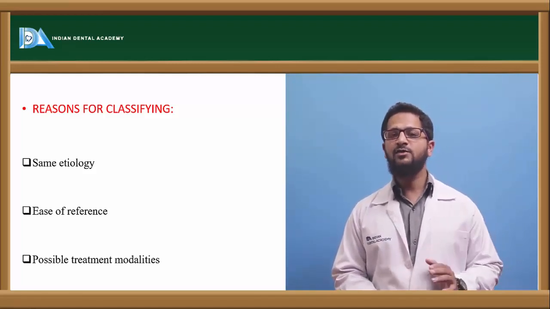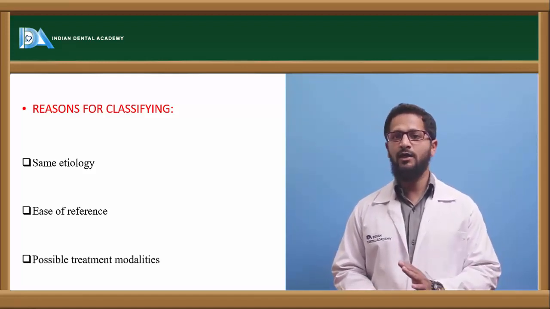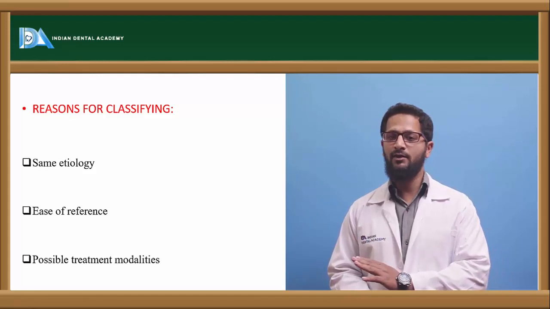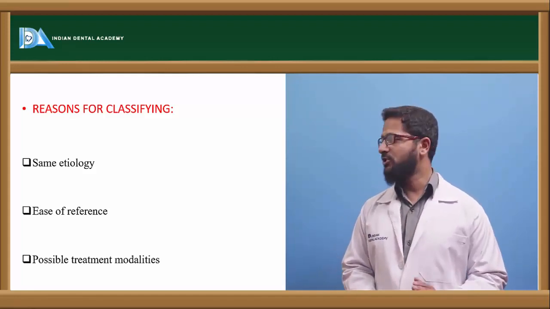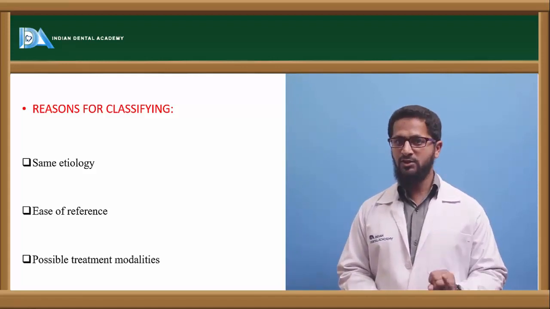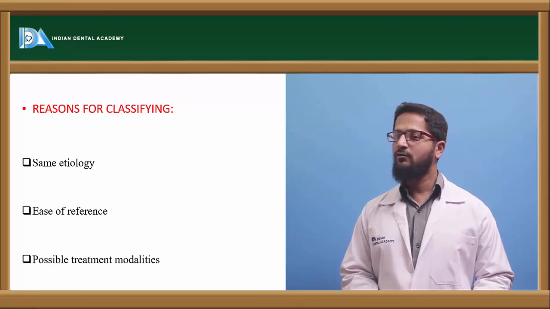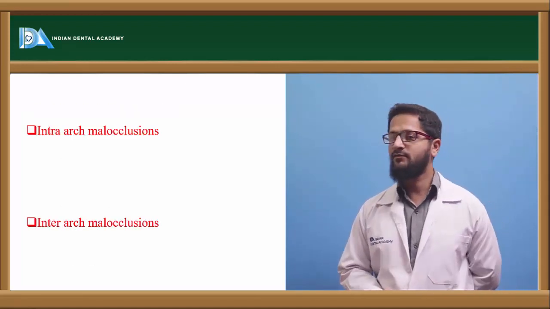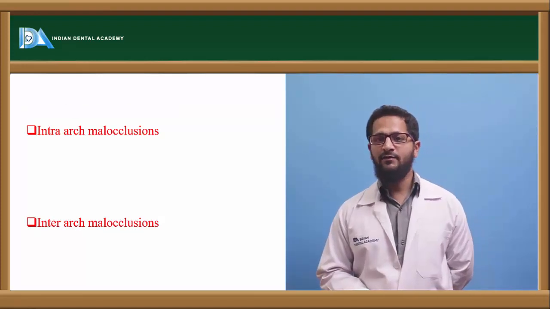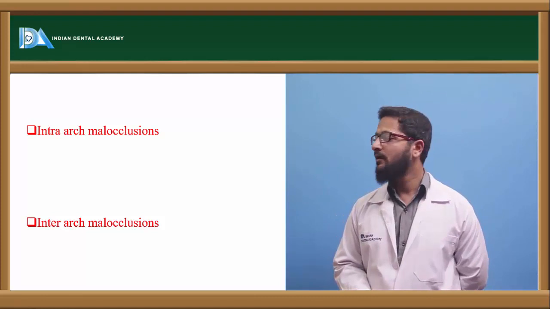We can have various treatment modalities: this particular malocclusion can be treated by this modality, and that particular malocclusion can be treated by that methodology. So for these 3 reasons, we need classification: to find out the etiology, for ease of reference, and to know the various possible treatment modalities. Coming to classification, malocclusions can be classified into intra-arch malocclusions or inter-arch malocclusions.